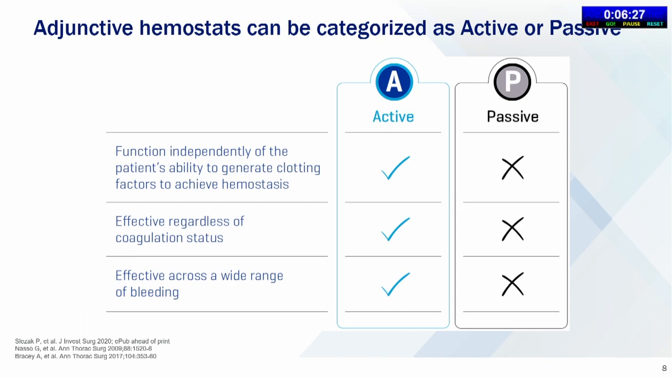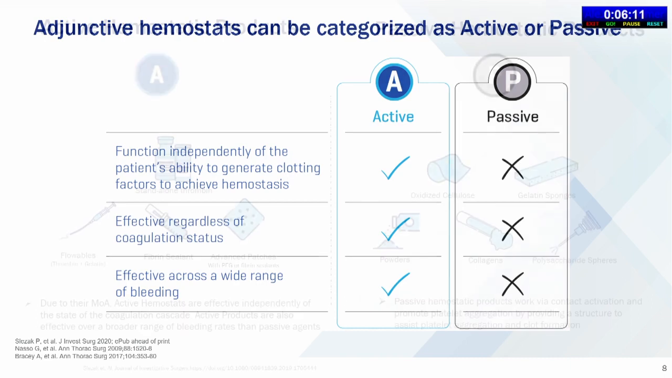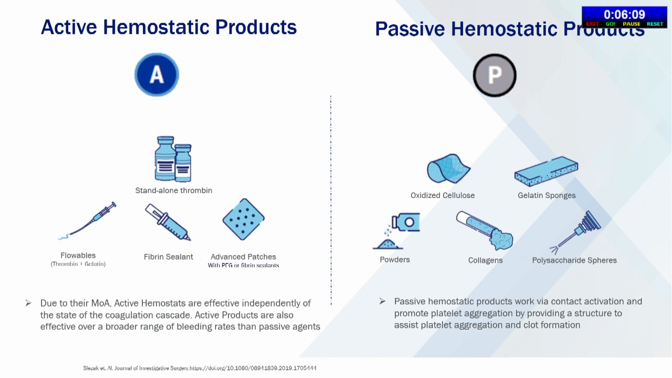Passive hemostats are those which need the coagulation mechanism to be intact, because they generally work by activating platelets. Active hemostats are effective across a wide range of bleeding, and passive hemostats can work only in an oozing scenario. This is how we can divide the entire set of hemostatic agents. Examples of active hemostats are standalone thrombin, flowables like thrombin gelatin, fibrin sealants, and patches. Classical passive hemostats are oxidized cellulose, gelatin sponges, powders, collagens, and polysaccharide spheres.